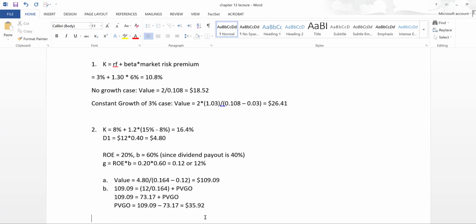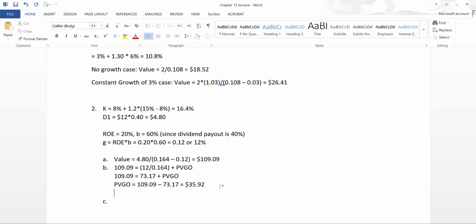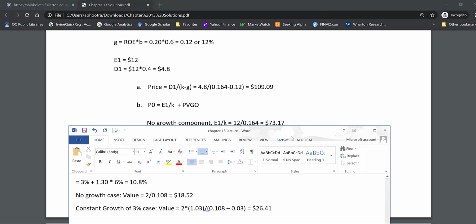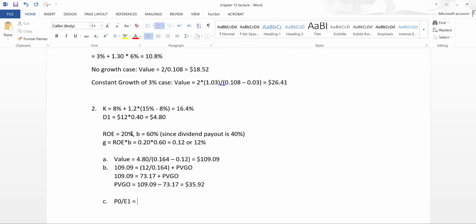Okay, so that's the second part here, part B, and then the last part is what is the price to earnings ratio. And anytime, as I said during the lecture, when we are talking about the PE ratio, we are talking about P0 over E1, right? So this is like forward earnings. It's based on next year's earnings. Okay, and in this case, it's pretty straightforward because we have our P0. We calculated that in part A. We have the value, and we are given E1 in the question, right? E1 is $12 per share, next year's earnings.